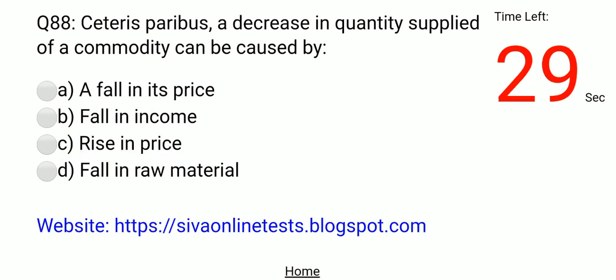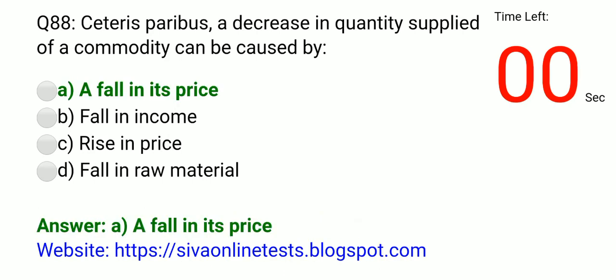Question 88. Ceteris paribus, a decrease in quantity supplied of a commodity can be caused by. Options. A. A fall in its price. B. Fall in income. C. Rise in price. D. Fall in raw material. Answer. A. A fall in its price.